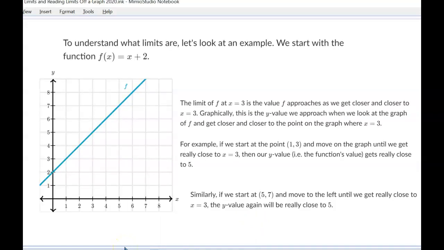Now, let's take a look at this example. Say we have the function f of x equals x plus 2, and we want the limit of f at x equals 3. So that means here's where x is equal to 3. Okay, and we want to know the limit as I approach 3 from the left and the limit as I approach 3 from the right.